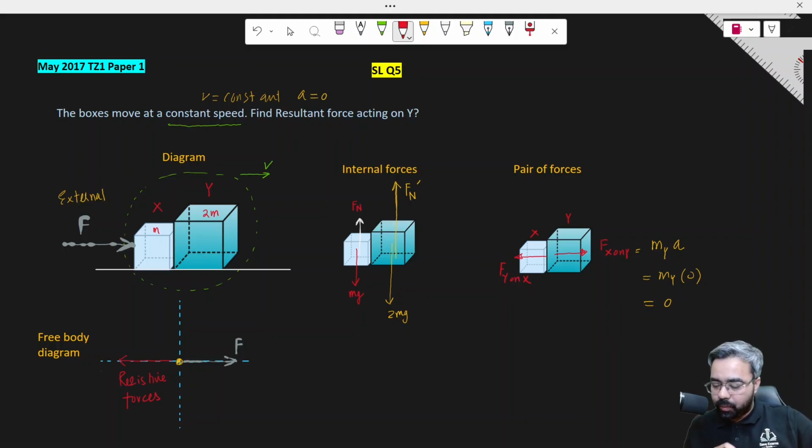So what we finally find out is that the resultant force exerted on Y is equal to 0. For this reason, option A is the right answer, which says 0 newtons.